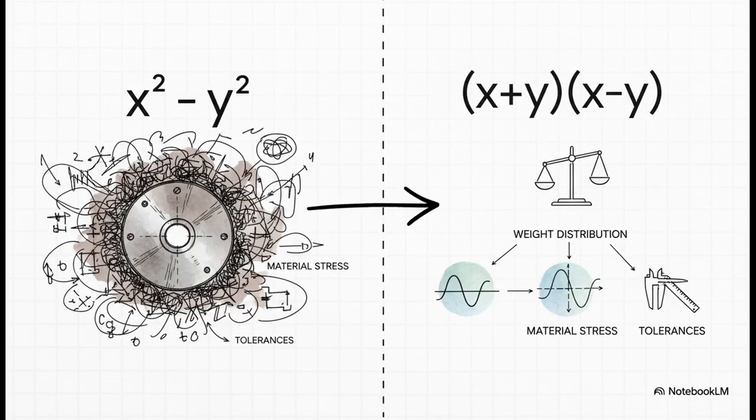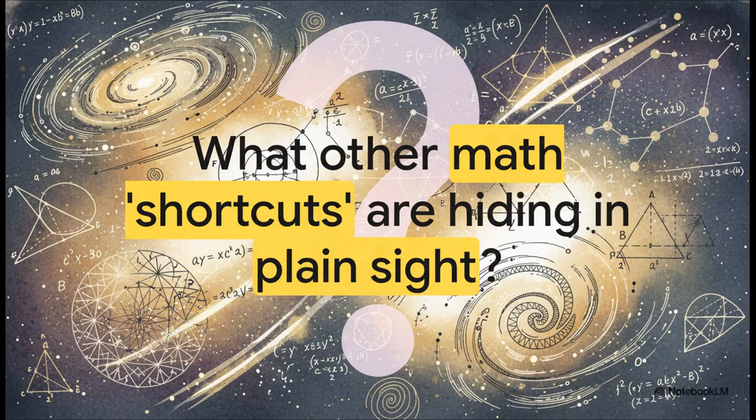And this is exactly why it matters. For an engineer, being able to factor that expression into x plus y times x minus y is incredibly useful. This new form can simplify really complex calculations for things like material stress or weight distribution. It basically turns a tricky problem into a much more manageable one. So, you see, the difference of squares isn't just a clever trick. It's a powerful tool, and it's a fundamental pattern in math.